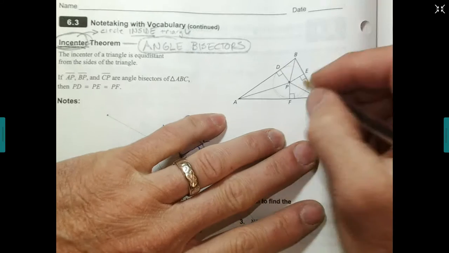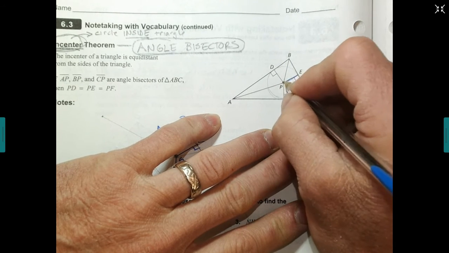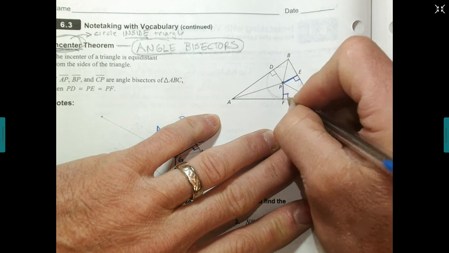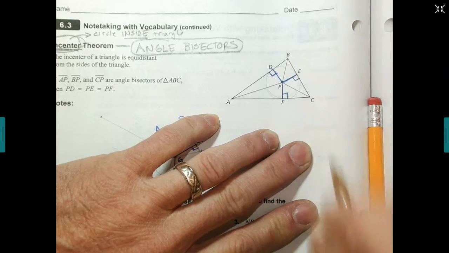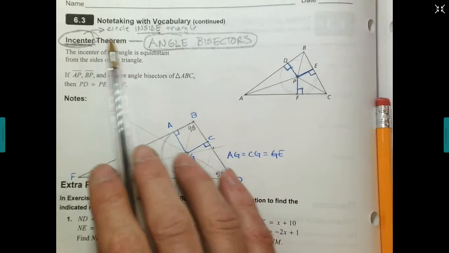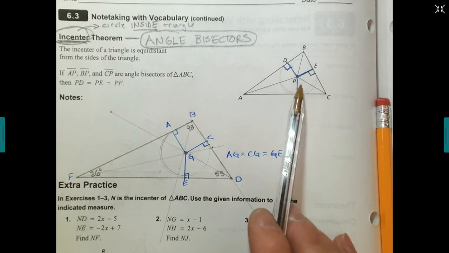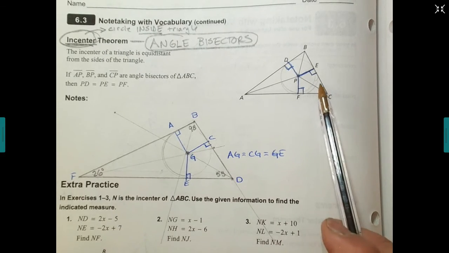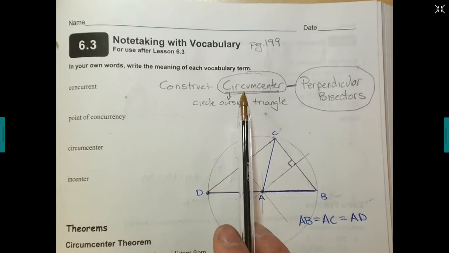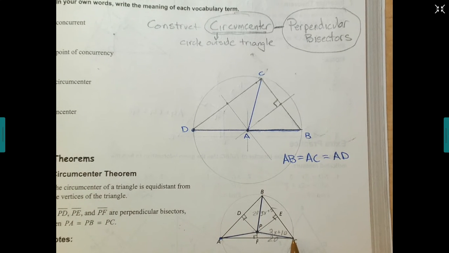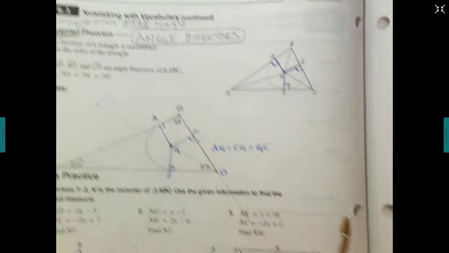I see that the lines from the center of the circle to the triangle, one, they're perpendicular, but two, they all equal each other. So if you're doing incenter, you're going to get these radii, and they all equal each other. And they go perpendicular to the lines. If you do circumcenter, the lines that go from the center to the vertices are all going to be equal. Okay? So let's see how that plays out.